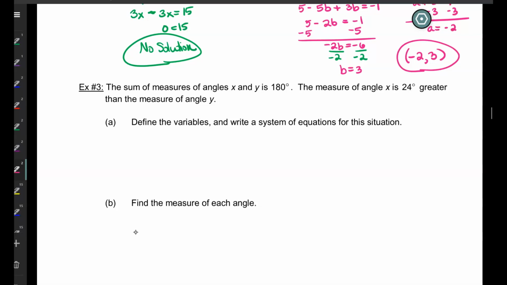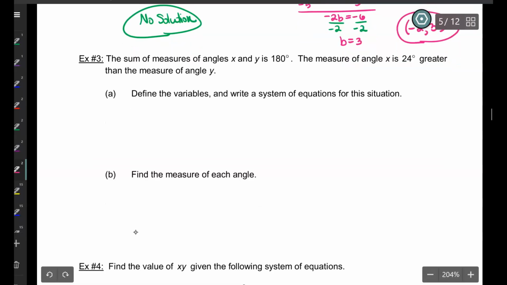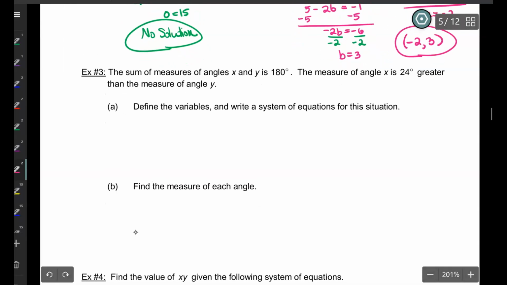All right, last thing here. Couple word problems. So it says the sum of the measures of angles x and y is 180 degrees. The measure of angle x is 24 degrees greater than the measure of angle y. We want to define the variables and write a system of equations. Well, the actual variables are already defined for us.